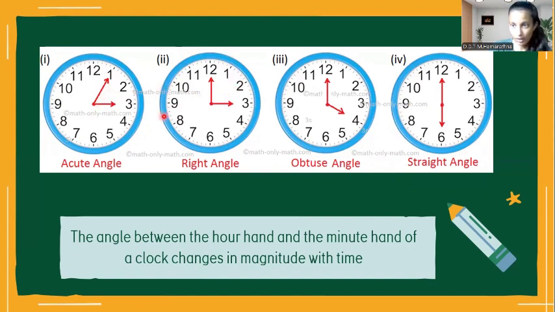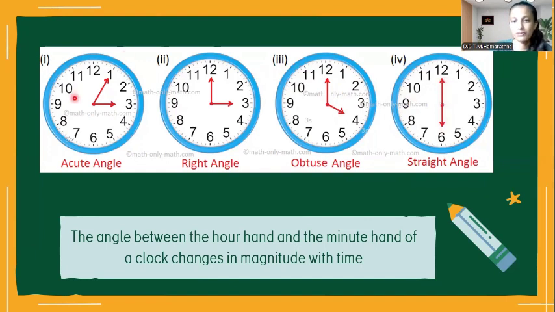In the same clock, between the same hour hand and the minute hand, there is an acute angle and there is a right angle. In the third one, there is an obtuse angle. When the time is 4 o'clock, the angle shows an obtuse angle. In the last one, it shows 6 o'clock. What is the angle? It is a straight angle, no?